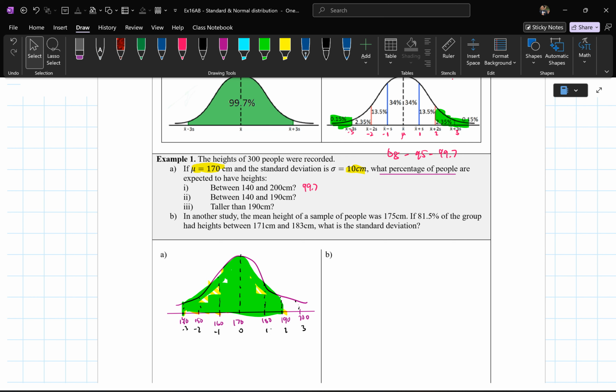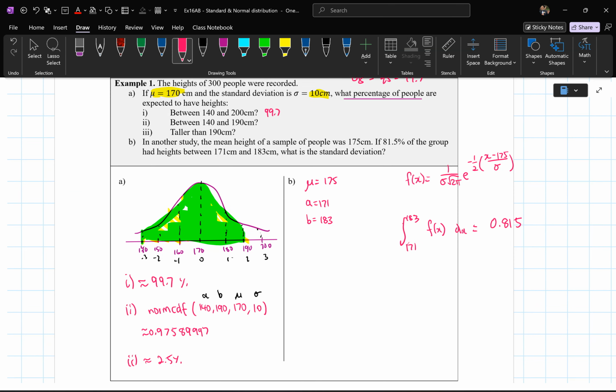I'm going to pause the video. I'm going to give you 4 minutes to answer both parts of A, and then B. Have a look at B and see if you can answer that one as well. All right, as for example 1B, hopefully A was pretty straightforward. I did it graphically, but you could also do norm CDF on your CAS and you've got the answers. But part B, how do you do part B?